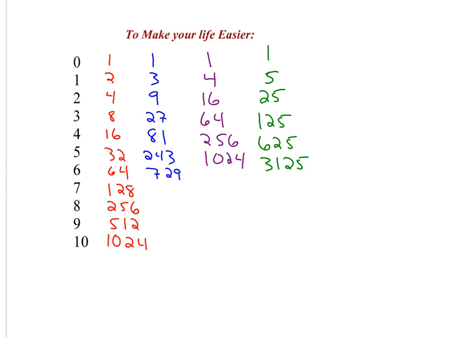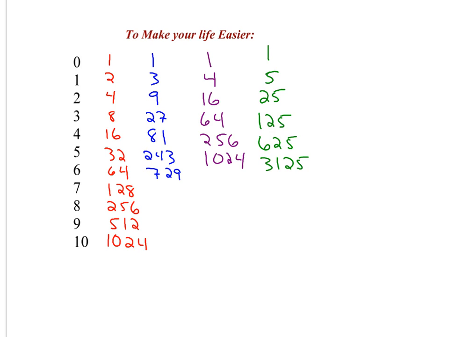These are some of your powers. The powers of 2 are written here in red. In other words, 2 to the 0 power is 1, 2 to the first is 2, 2 to the second is 4, 2 to the third is 8. I would expect you to be familiar with the powers of 2 all the way up to 2 to the 10th, which is 1024.